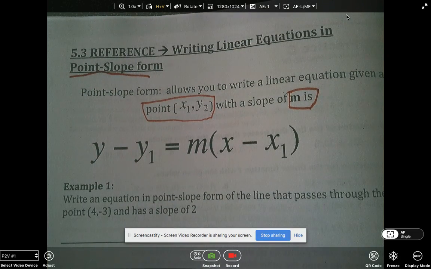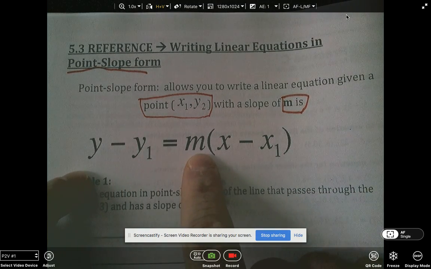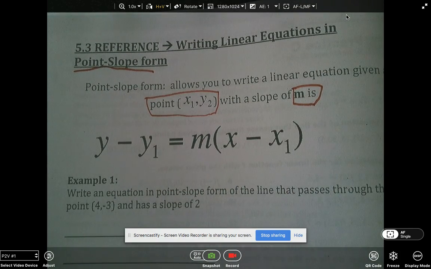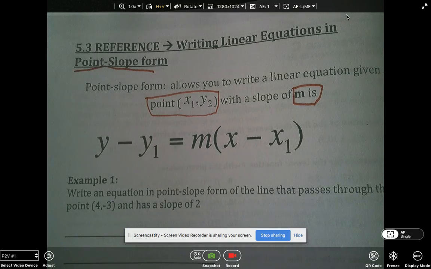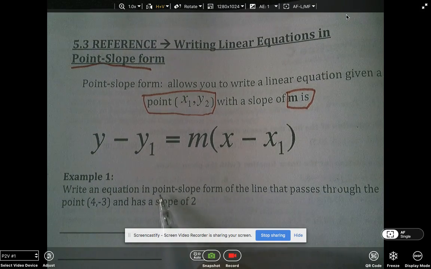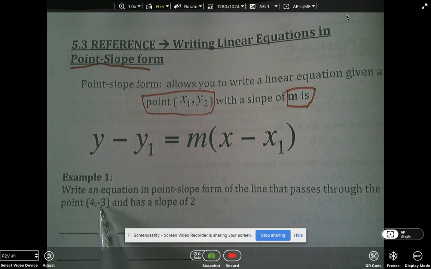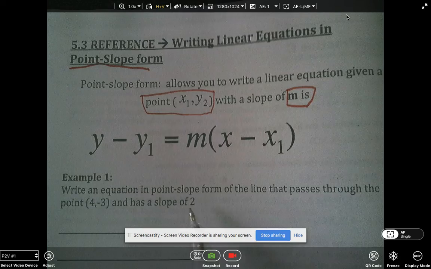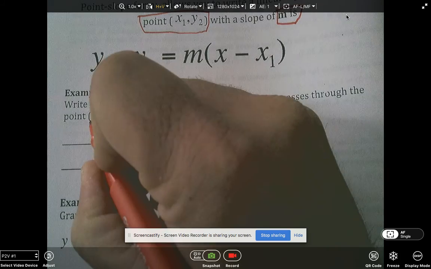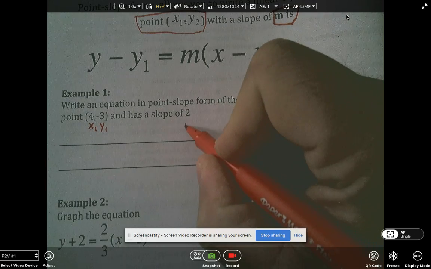So the format is y minus y1 equals the slope multiplied by x minus x1. If we look at an example of this, it's not actually too hard. The first thing we're going to do says write an equation in point-slope form of the line that passes through (4, -3) and has a slope of 2. So let's label everything we need, which is our x1, our y1, and then this is our m.